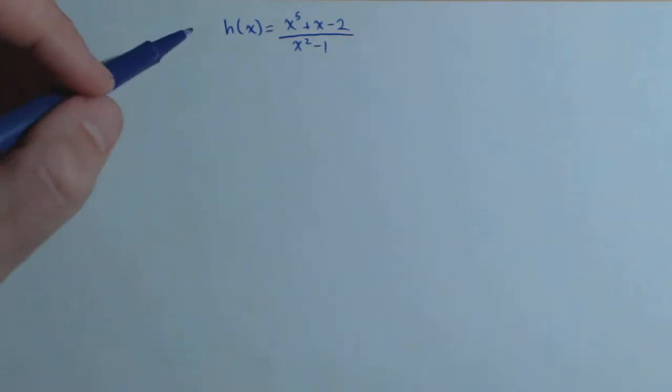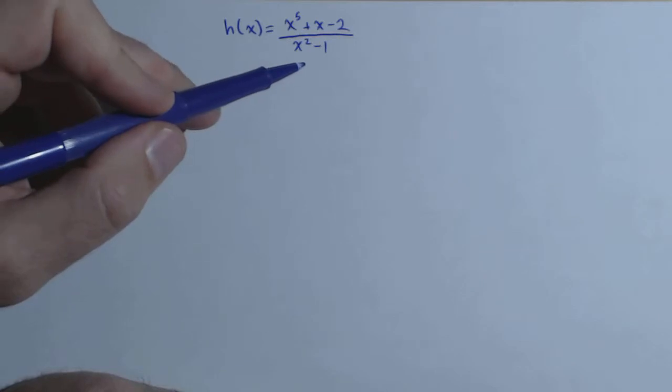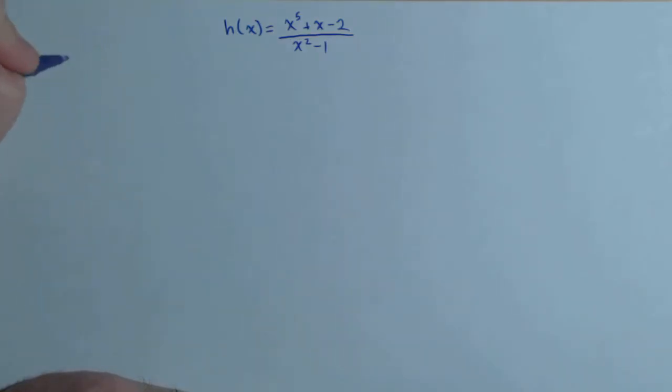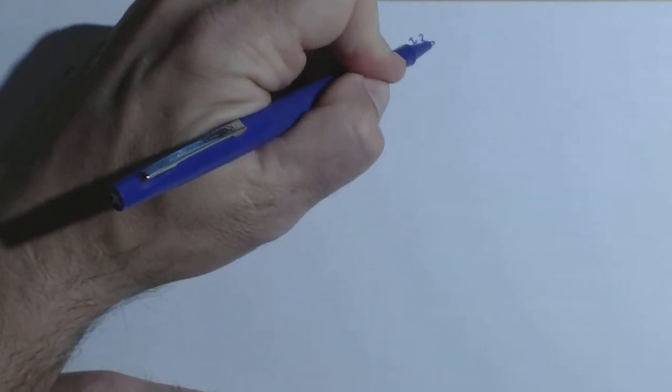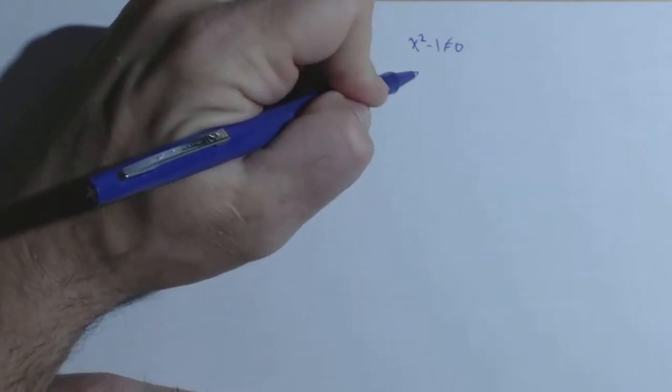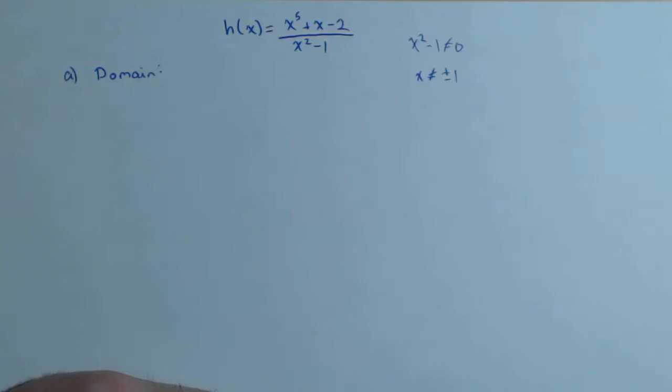In this video, we're going to study the behavior of the function h of x equals x to the fifth plus x minus 2 over x squared minus 1 around 1. Before we do that, we're going to look at a few aspects. First off, domain. The denominator can't be 0, so x squared minus 1 cannot equal 0. If we solve that, x cannot equal plus or minus 1.